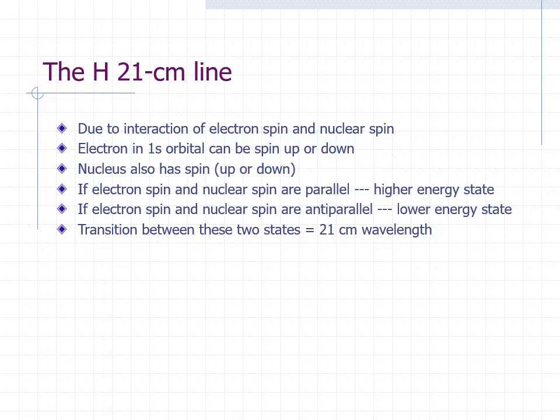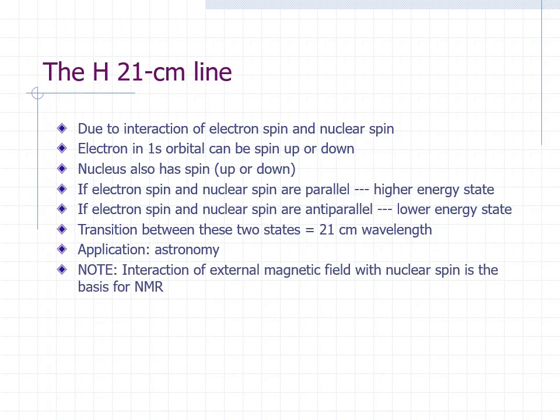This transition lies in the radio region of the electromagnetic spectrum, and it plays a crucial role in astronomy. It allows us to map the distribution of neutral hydrogen in galaxies. It is also worth noting that interactions involving nuclear spin are the basis for techniques such as nuclear magnetic resonance, or NMR.